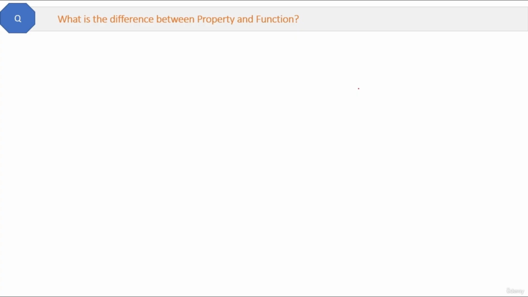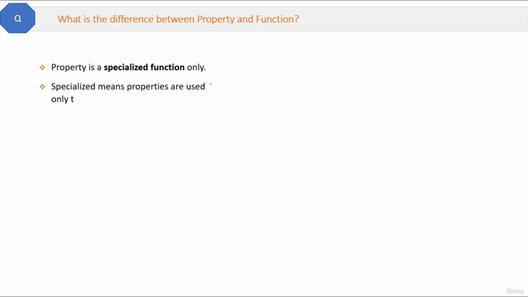What is the difference between a property and a function? This is the main question. And the answer is: a property is a specialized function only. Specialized means properties are used only to get and set field values. A property will not do anything else. Syntax is slightly different, but internally properties and functions are the same.